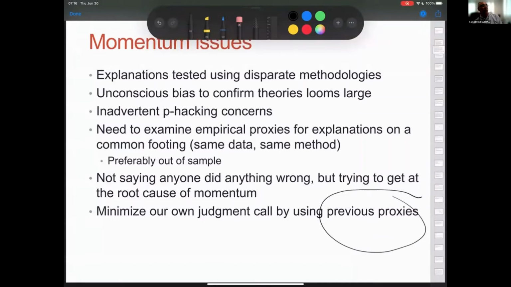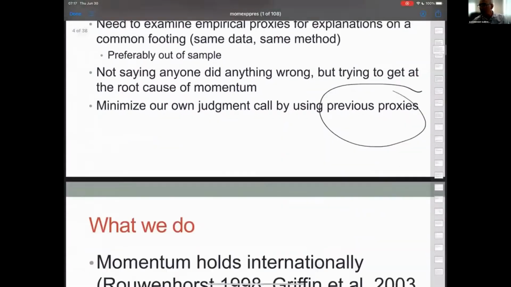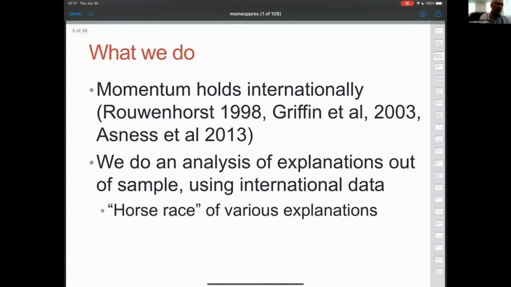The reason is, if we did our own explanation and our own proxies to explain momentum, then people would say that you did p-hacking too. You wanted to confirm your explanation, so you just come up with a story, right? And some tests. So the biases that apply to all the previous theories, we don't want them to apply to us. So that's what we're going to do. We're not going to develop any new explanations. Okay, so moving on. So here's what we do in this paper.